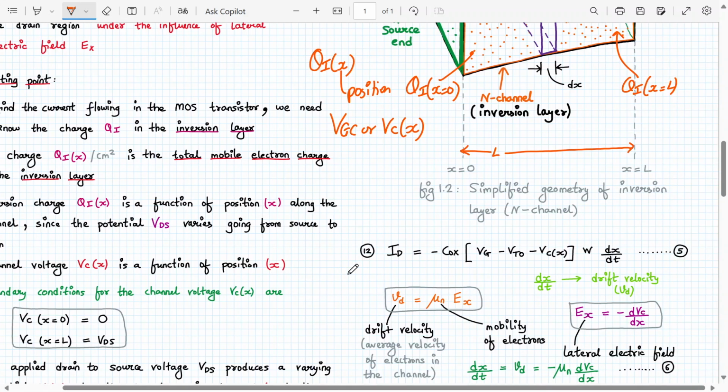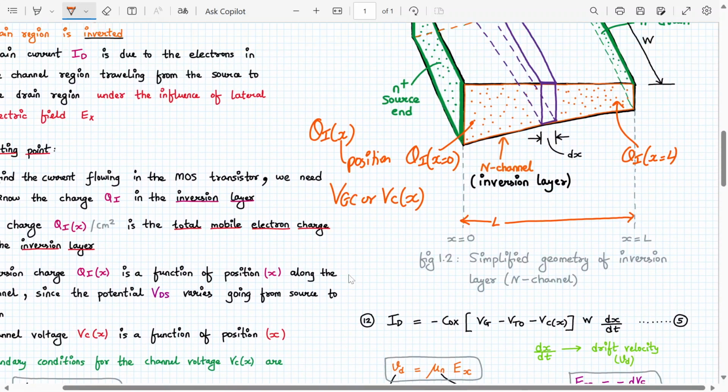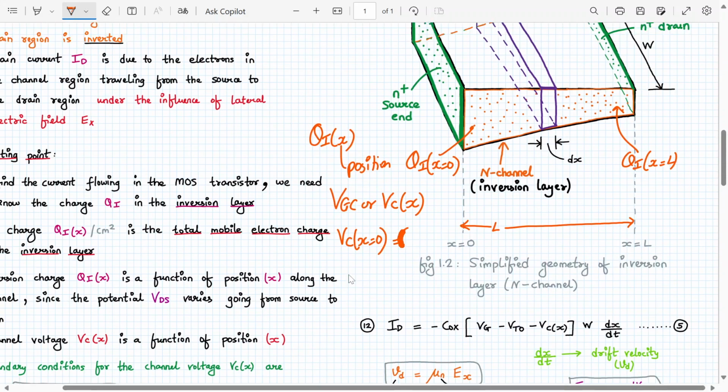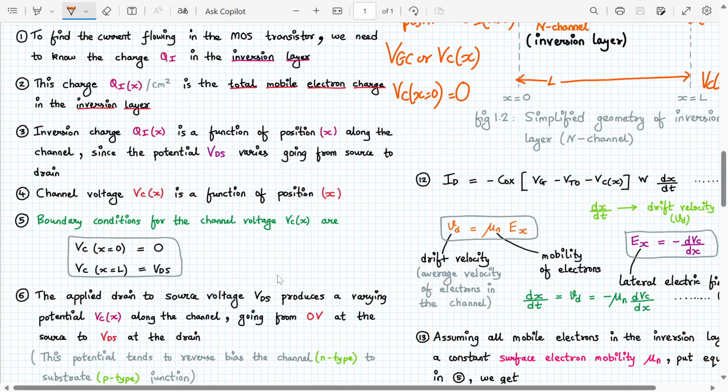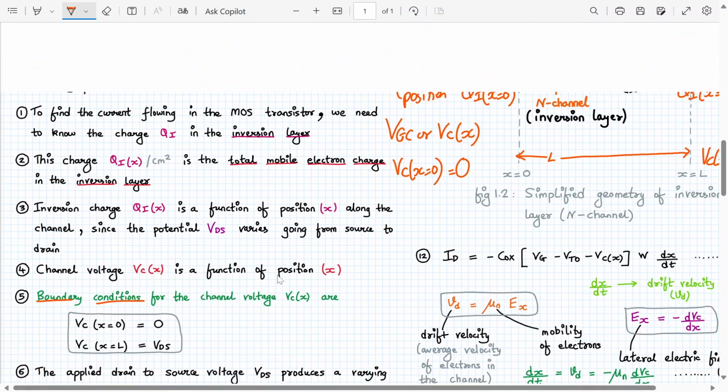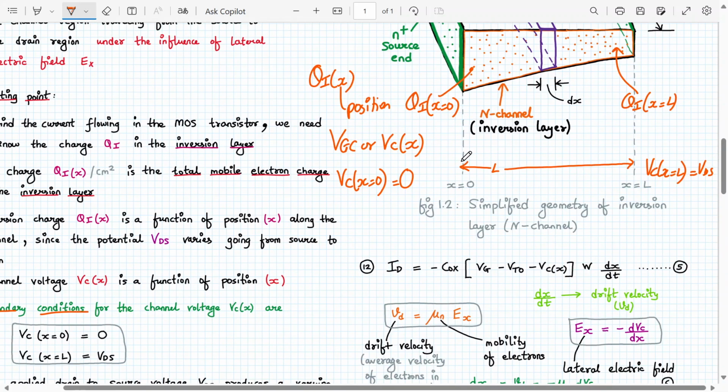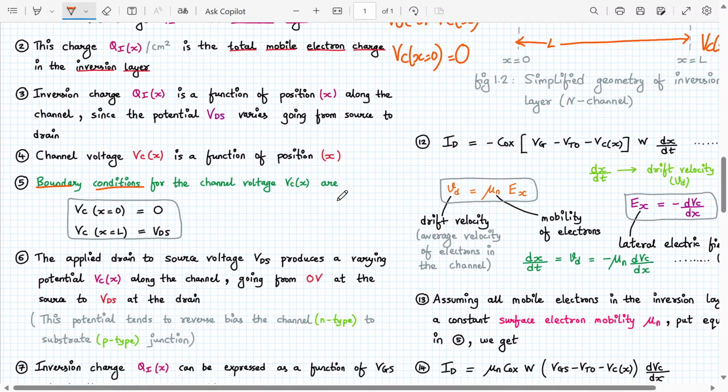Okay. Now what are the boundary conditions? Tell me, Vc of x equal to 0 is how much? What is the channel voltage over here? 0, correct? And what is Vc of x equal to L? What is the channel voltage over here? VDS. Agree? These are the boundary conditions for the channel voltage. The channel voltage at x equal to 0 is 0, and at x equal to L is VDS. Agree so far? So far so good?